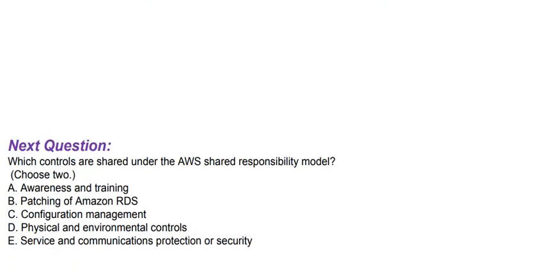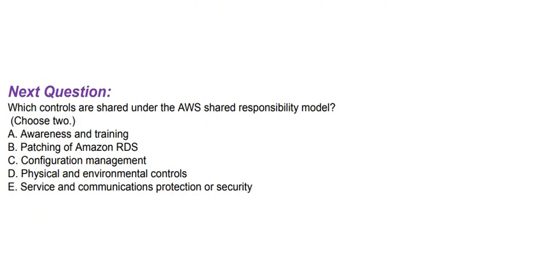Next question is: Which controls are shared under the AWS shared responsibility model? Choose two options. Option A: awareness and training. Option B: patching of Amazon RDS. Option C: configuration management. Option D: physical and environmental controls. And option E: service and communications protection or security. The correct answer is option A and C.